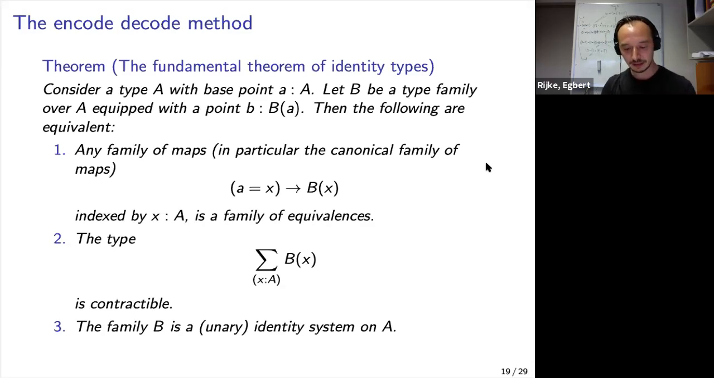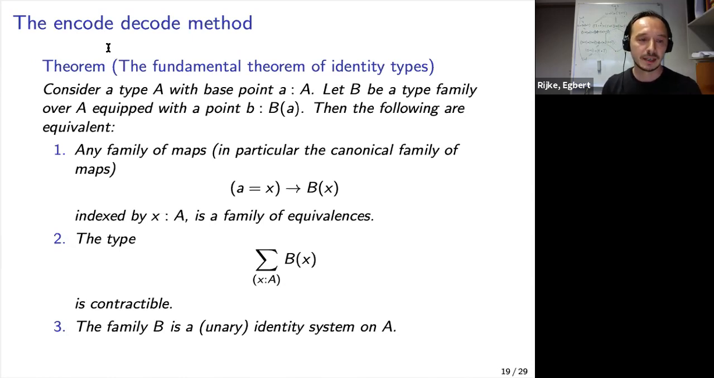and this higher encode-decode method that I then arrived at, of course, starts with the ordinary encode-decode method, which I will remind you of. And at the heart of it is a theorem that I like to call the fundamental theorem of identity types. And the reason is, when you're a homotopy type theorist, then half of the time what you are doing is characterizing an identity type, and it's with this theorem.